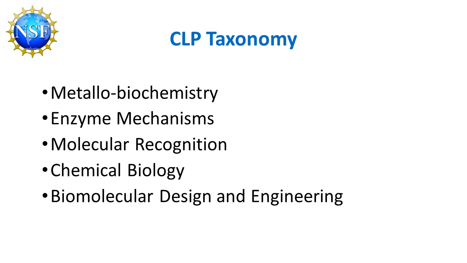In chemistry, we have what we call a taxonomy, and this just gives an idea of the range of entities that we deal with. Here you could see that there are 5 areas of taxonomy listed: metallobiochemistry, enzyme mechanisms in general, molecular recognition, chemical biology, and biomolecular design and engineering. And I should explain, for chemical biology, what we mean is the type of investigation where you are using innovations in chemistry in order to interrogate cellular processes. For example, if you're making chemical probes for interrogating chemical processes, we usually categorize that as chemical biology.